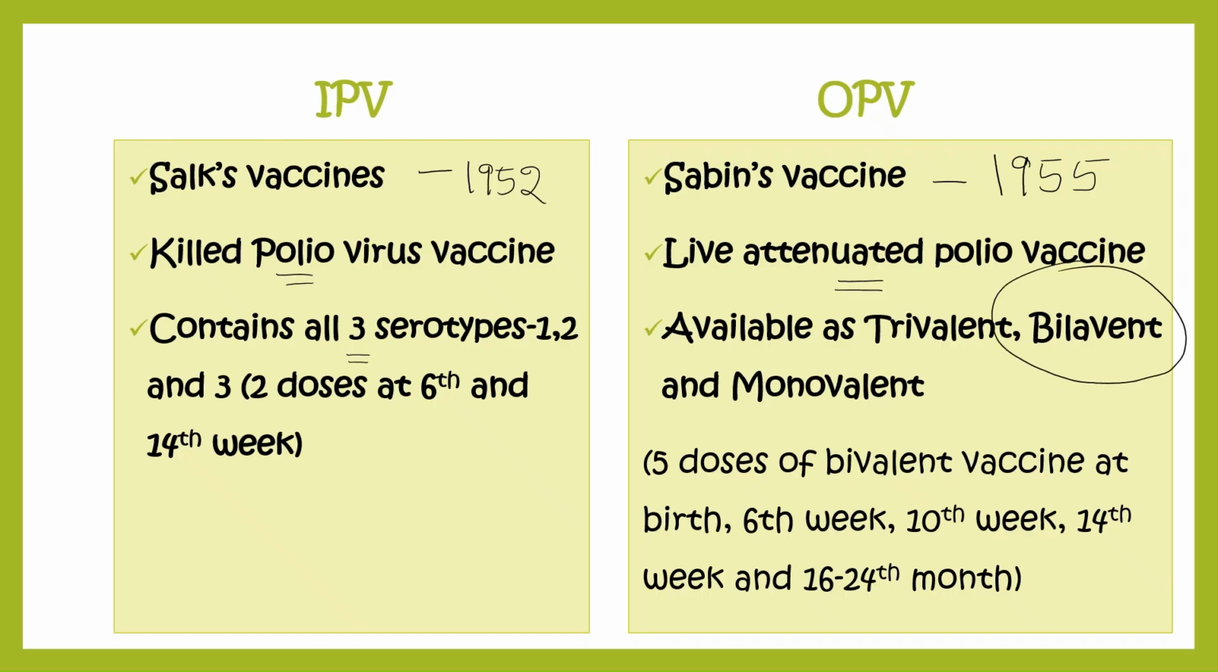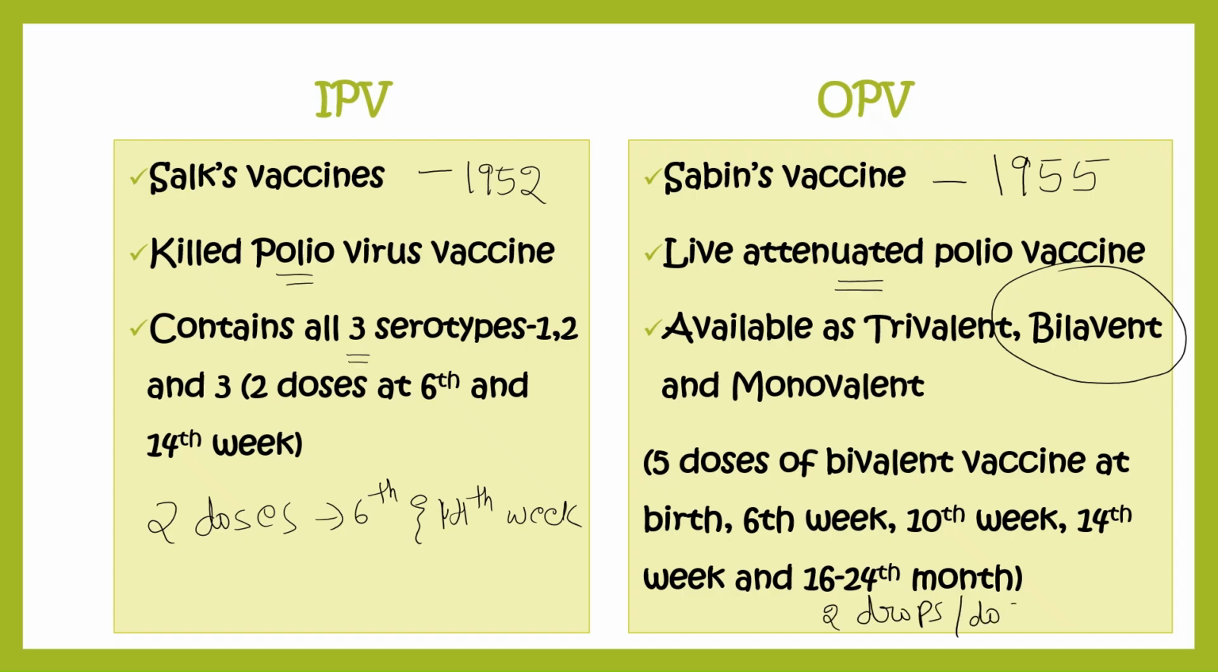Coming to the National Immunization Schedule. In the National Immunization Schedule, injectable polio vaccine is administered at the 6th week and 14th week of age along with the bivalent oral polio vaccine. Whereas oral polio vaccine, the bivalent vaccine, is given in a total of 5 doses, 2 drops per dose. So the 0 dose has to be given at birth and the first, second, third doses should be given at the 6th week, 10th week and 14th week, and finally the booster dose should be given at 16 to 24 months.